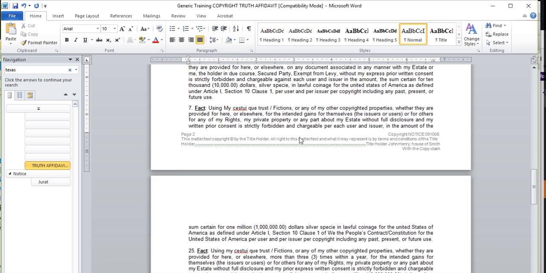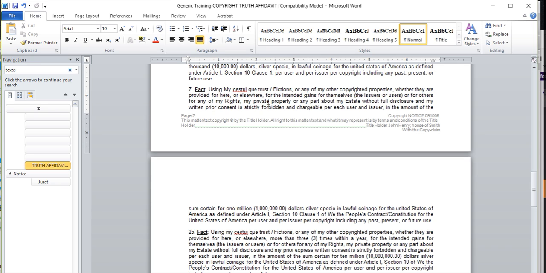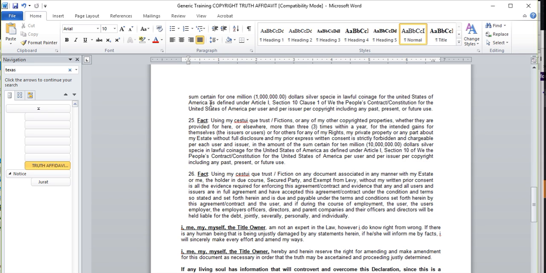Paragraph 7 says, my Satanic Trust fictions or any of my other copyrighted properties, whether they're provided for here or elsewhere, for the intended gains for themselves, the issuers and or users, or for others, for any of my rights, my private property, or any part of my estate, without full disclosure and my written prior consent, is strictly forbidden and chargeable per use for each user and issuer in the amount some certain of $1 million silver specie in lawful coinage for the United States of America as defined by Article 1, Section 10, Clause 1 of We the People's Contract Constitution for the United States of America per issuer, per user, and per issuer per copyright, including any past, present, and future use.